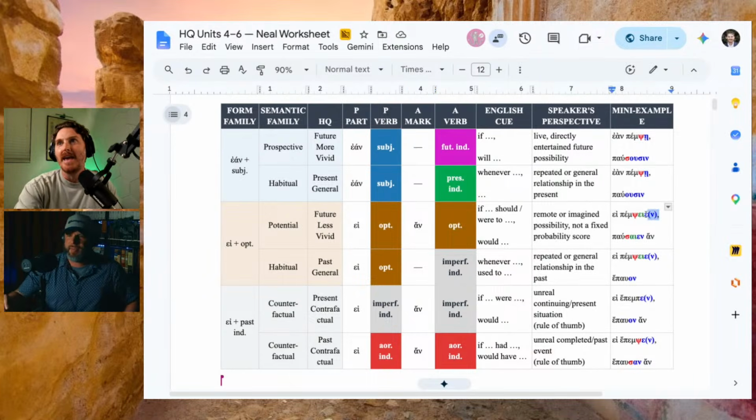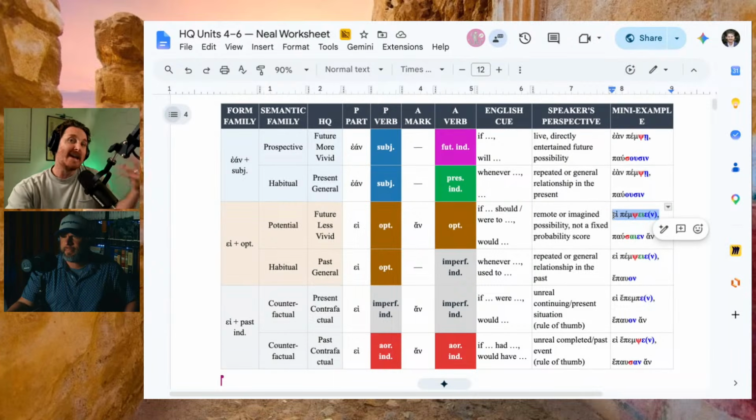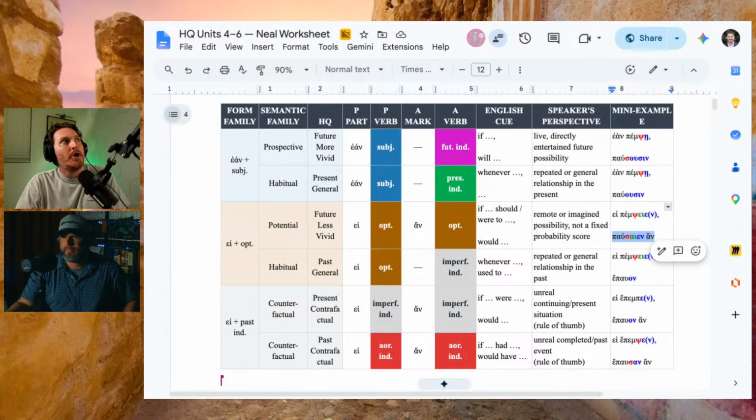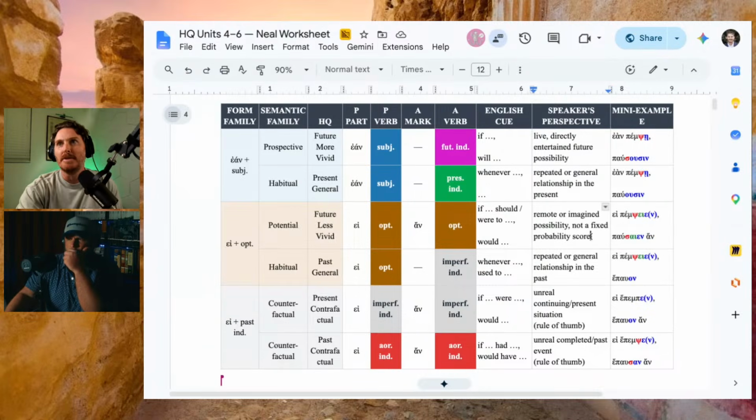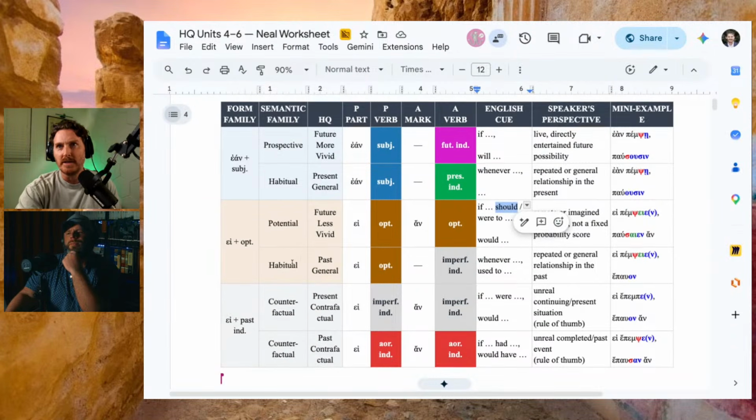So this is pempsaien, if he were to send, but we doubt that he's going to send it. That's why we're using the optative mood. Pausaien an, right? Then they would stop, but they're not going to stop because we're using the optative mood. This is remote, imagined possibility, not in a fixed probability score. And sometimes we would say should in English for these kinds of conditions.